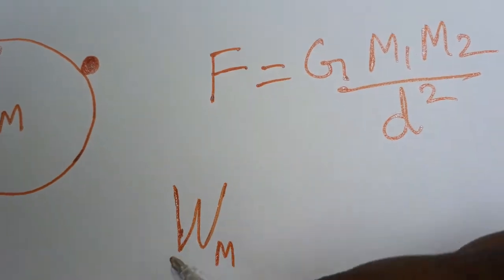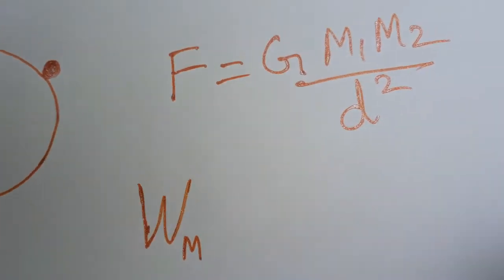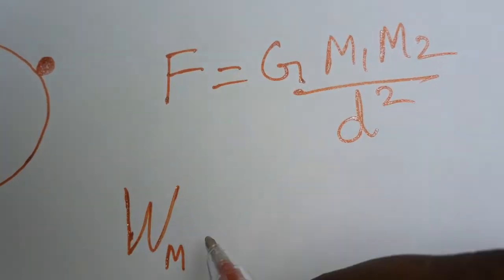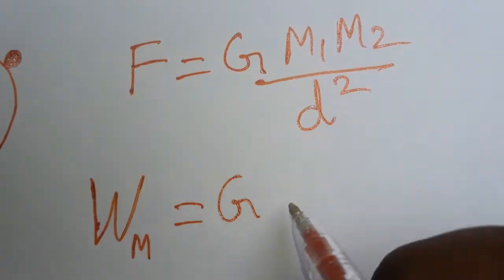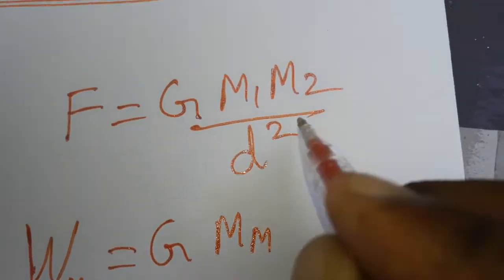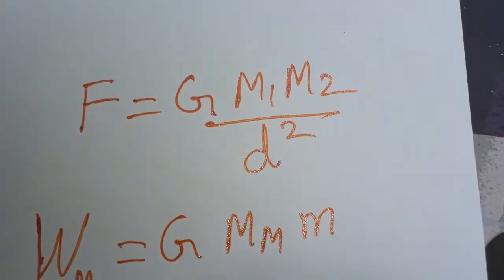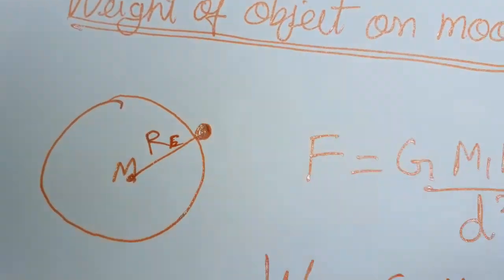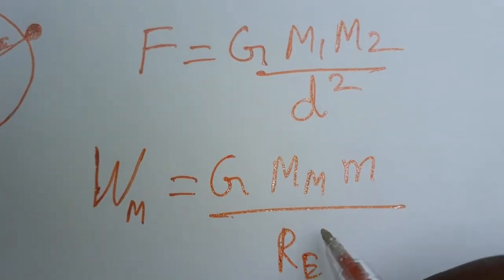F is equal to W, and W is equal to mg, where g is the gravity acting on the moon. F I take as W, G is the constant, m1 I take as the mass of the moon, m2 I take as the mass of the person, and d is the distance between the moon and the person, which is r, the radius of the moon, whole square.